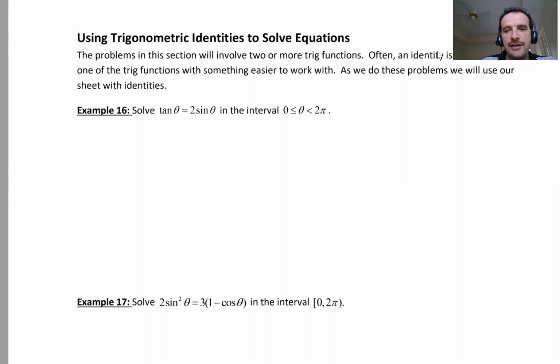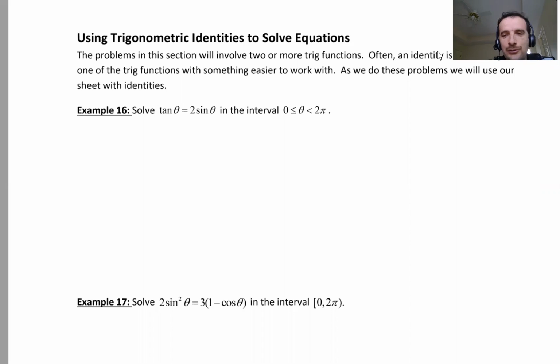All right, in this video, I continue section 7.5, solving trigonometric equations. In this video, we are going to use trigonometric identities to solve equations, okay? And we have seen a couple of different trigonometric identities so far, right? Okay, let's look at this example.